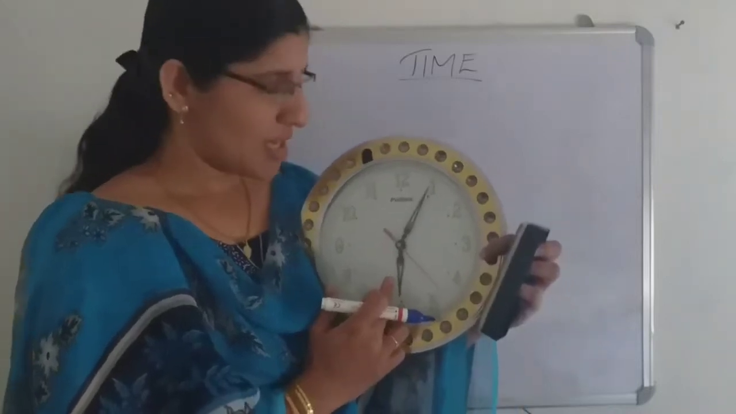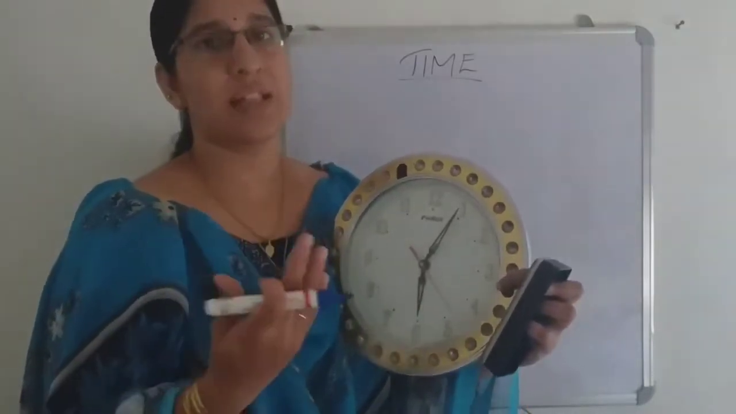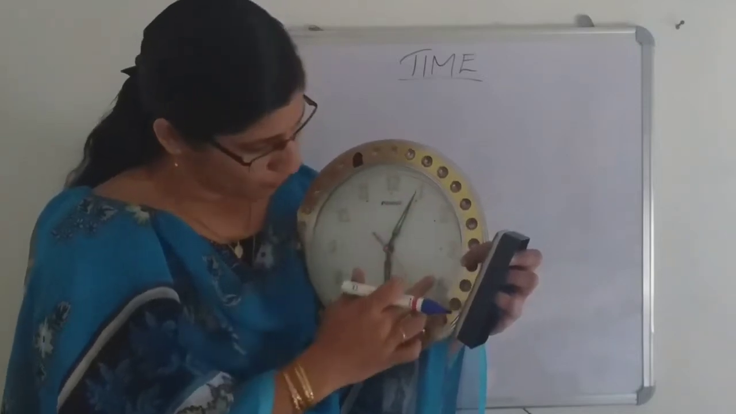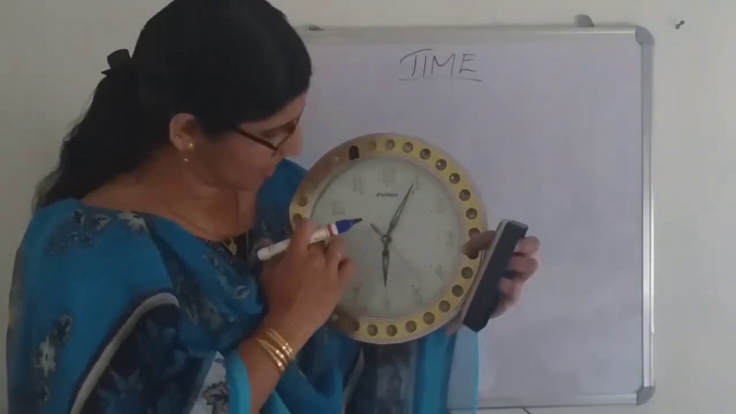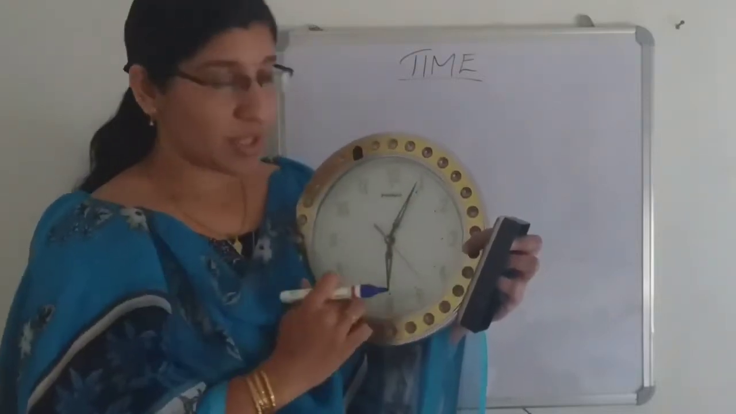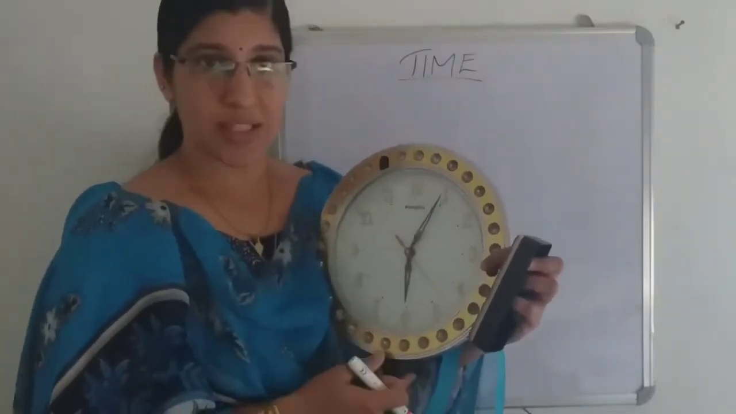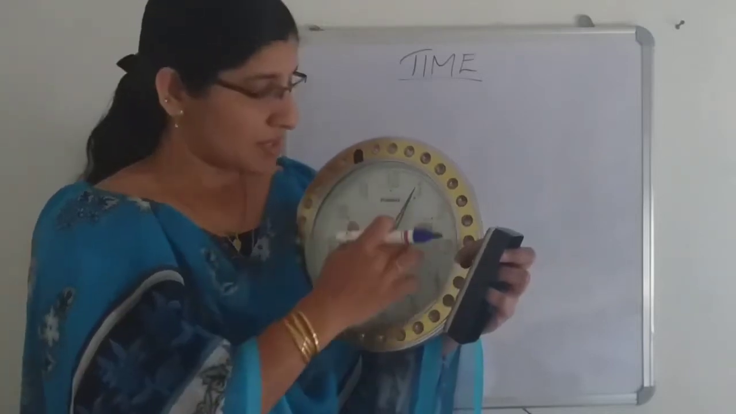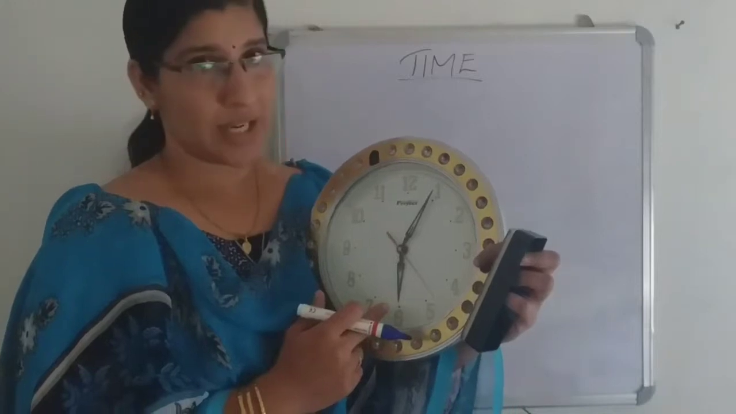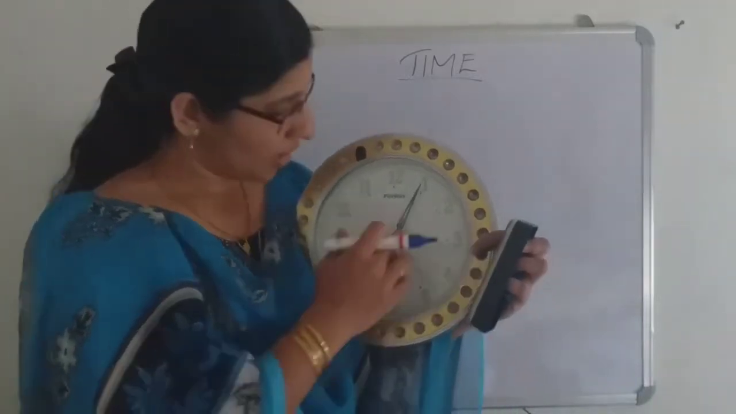Understood? Yes. Then how will we say the time? Here you can see 12, 1, 2, 3, 4, 5, 6, 7, 8, 9, 10, 11, 12. Isn't it? So these numbers are used to say the time. The numbers are used to say the hour hand and the minute hand. Then look at this.